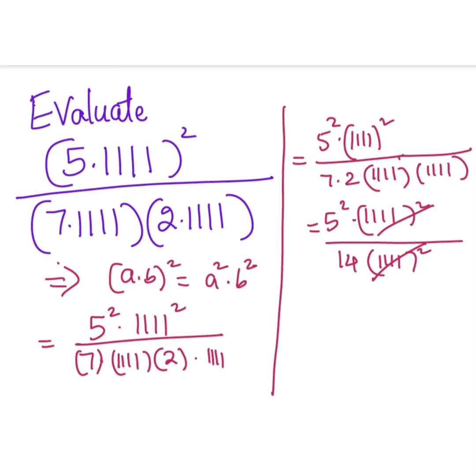This and this will get cancelled. So 5 fives are 25 and it is 14. So the answer will be 25 by 14.